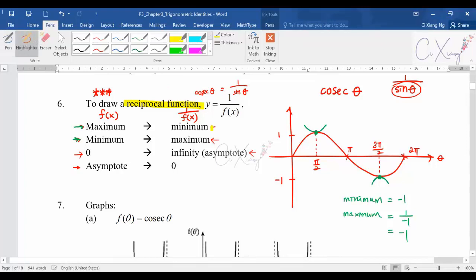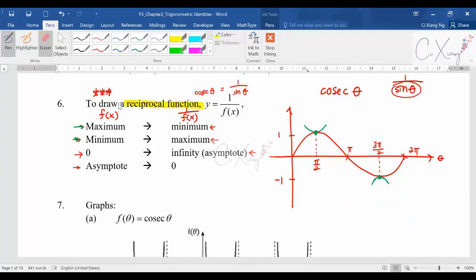Okay, but I don't know my overall graph yet. I just know that the shape will be something like this. So for the third case, is when your original graph is equal to 0, and when you want to draw the reciprocal function, it will become an asymptote.